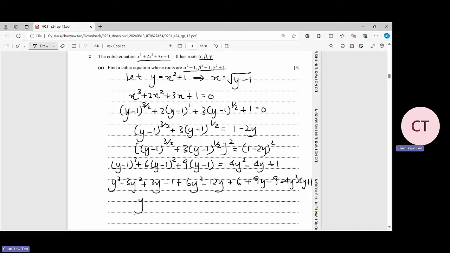So join everything together, group everything together on one side. So you will get -y^2 + 4y - 5 = 0. So this is how you get the answer for question 2A. Okay, so now we move on.